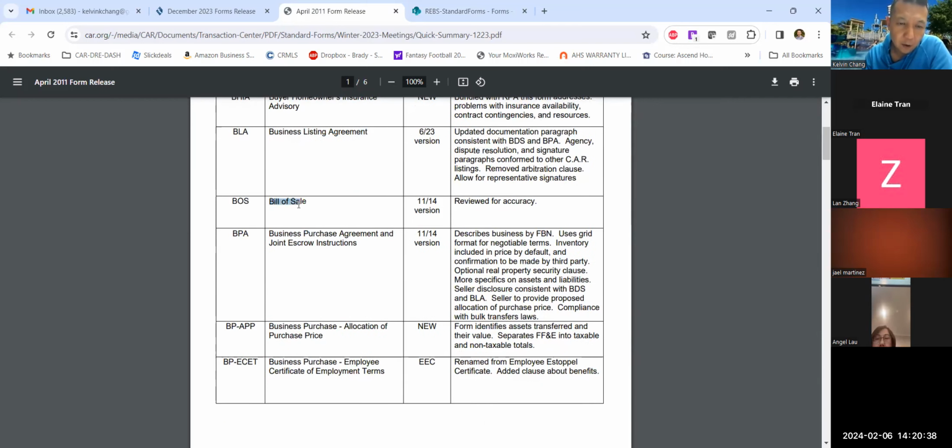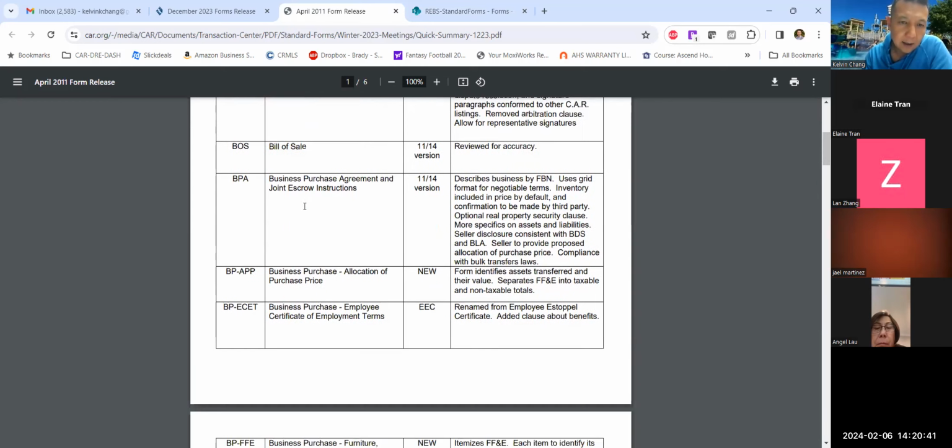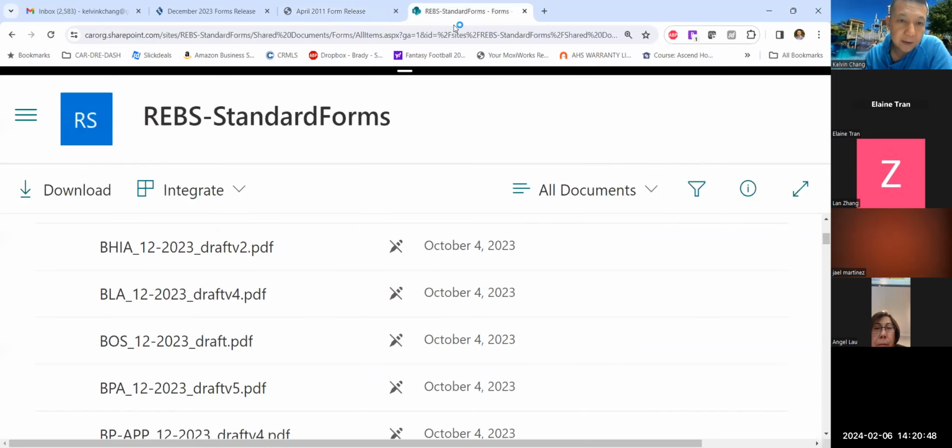The bill of sale form is when you're selling a business and or you're selling a house. Let's pull this one up because I've done this before with a house.